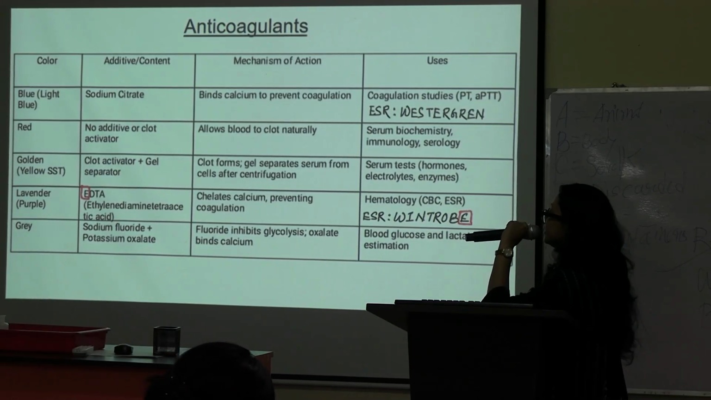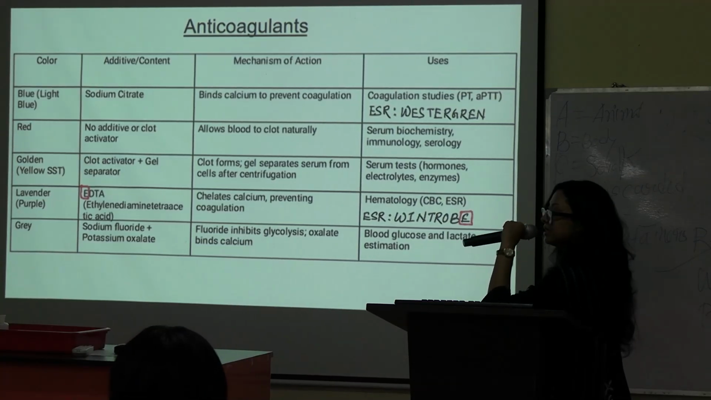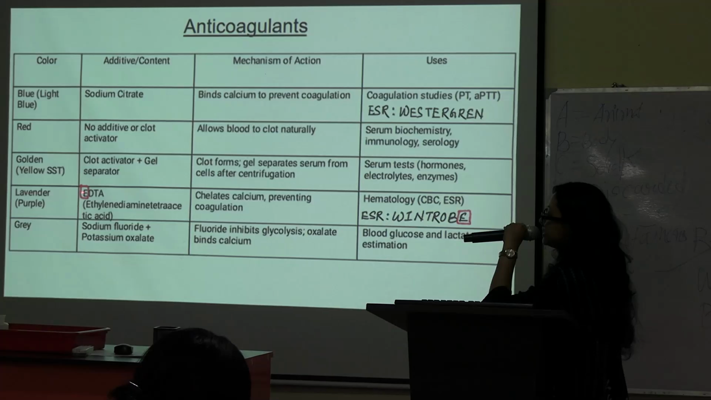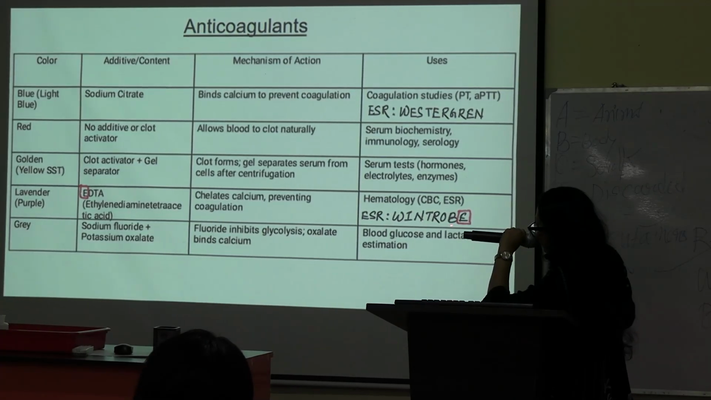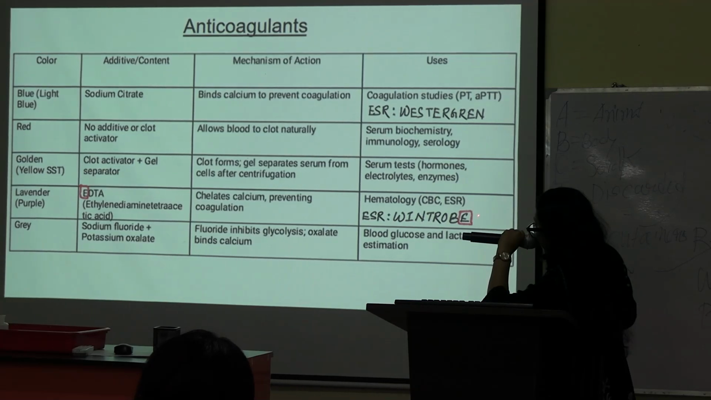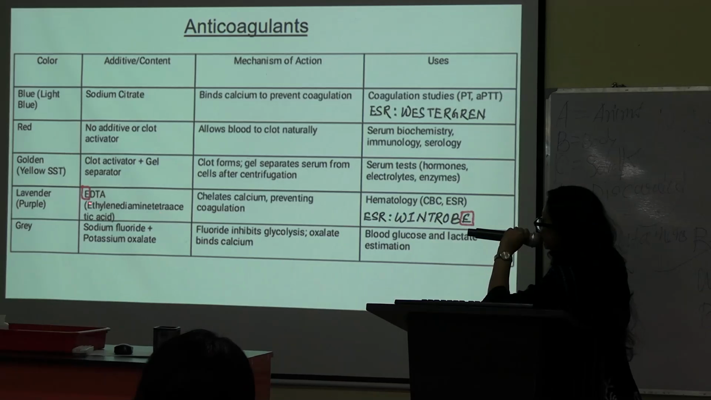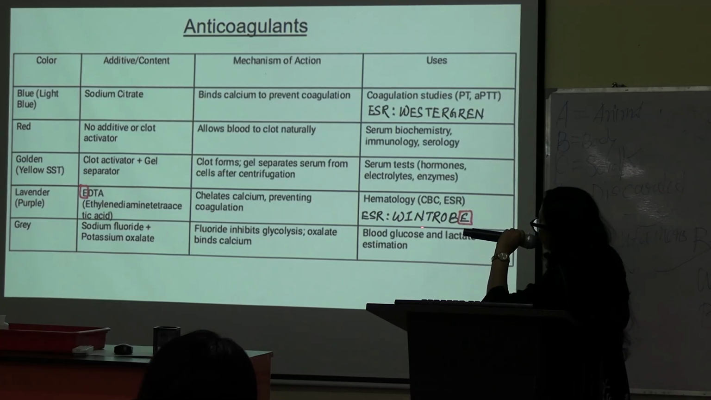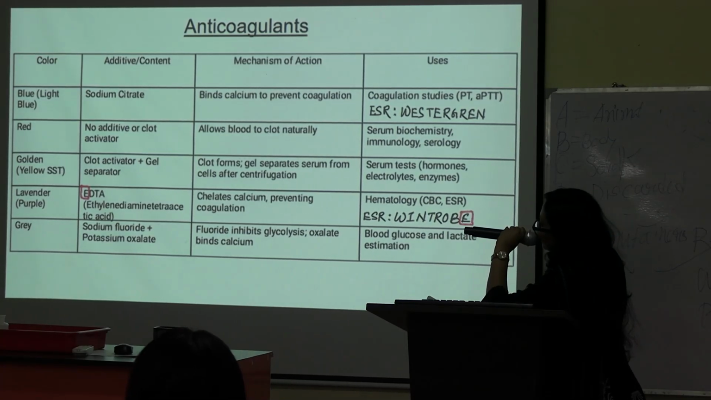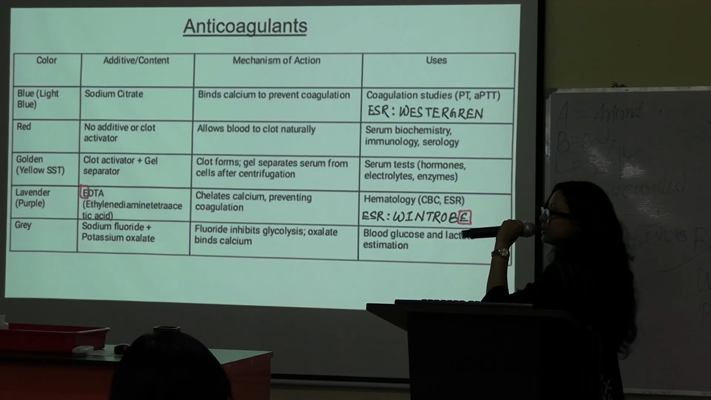So how to remember that? So you remember lavender color contains EDTA, which is ethylene diamine tetraacetic acid. So EDTA contains E. So whenever we are doing ESR, which in Westergren's method, Westergren's contain what? E at the end. So it also contains EDTA at the beginning. So that's why this one, the lavender one, we will be using for ESR estimations in Wintrobe's tube. And this one, blue one, as it contains sodium citrate, so it will be used for the Westergren method.